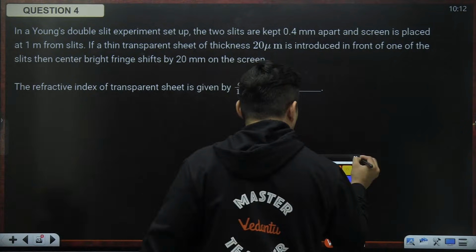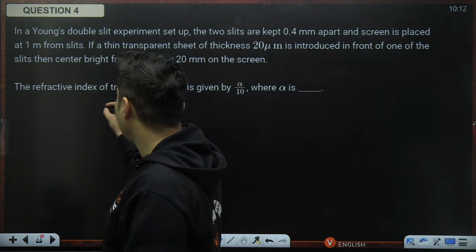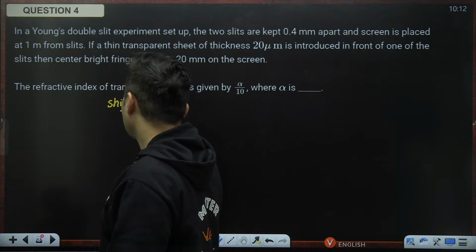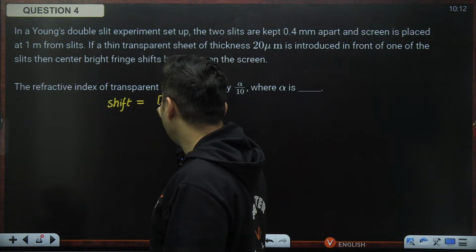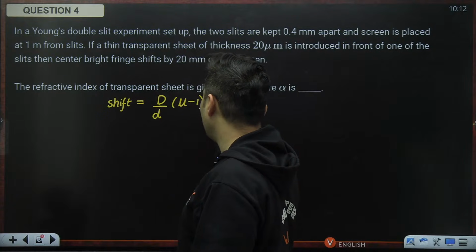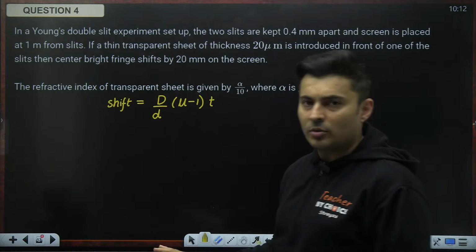Now, there is a direct formula which you have to remember, guys. What is that direct formula? The shift which you encounter is nothing but capital D divided by small d, into refractive index minus 1, into the thickness of the slab. This formula, if you know, directly your problem is solved.